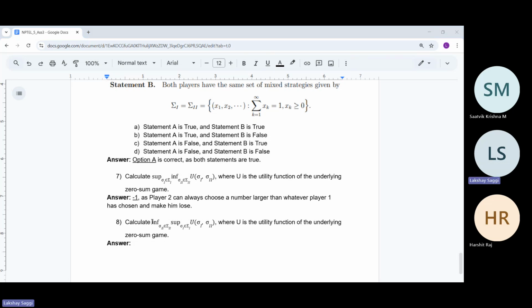So whatever is chosen by player two, now we need to maximize this utility function. So can I say that player one can always choose something which is greater than whatever player two chose here?